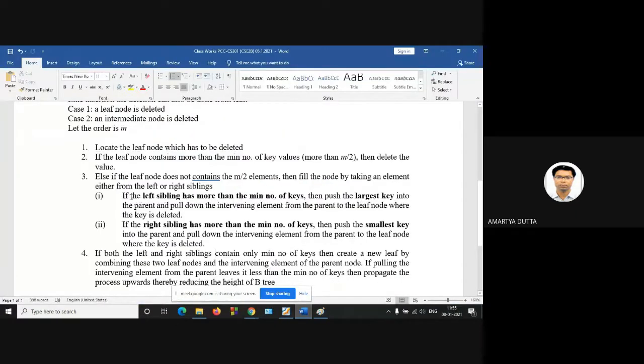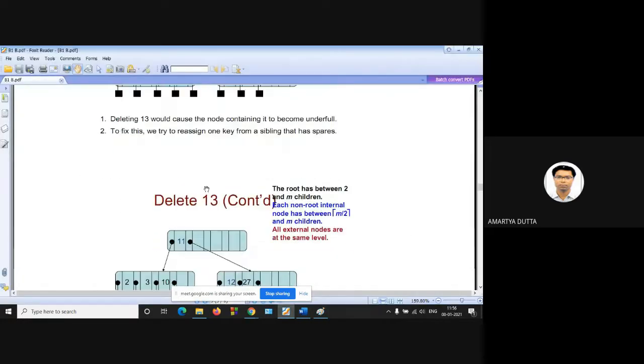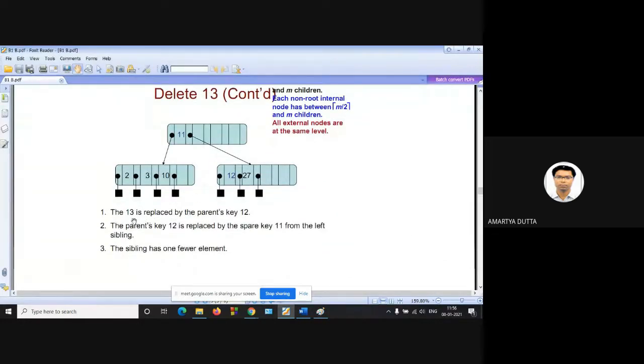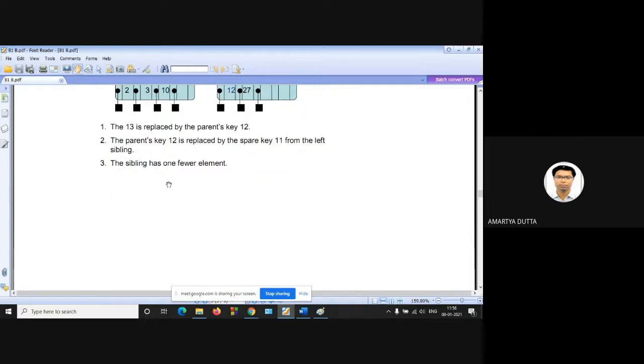according to the rule, if the left sibling has more than the minimum number of keys, then push the largest key into the parent node and pull down the intervening element from the parent to the leaf node where the key is deleted. Okay. So 13 is replaced by parent key 12. The parent's key 12 is replaced by spare key 11 from the left sibling. The sibling has one fewer element. Quite natural, 2, 3 and 10 will be there. Okay.